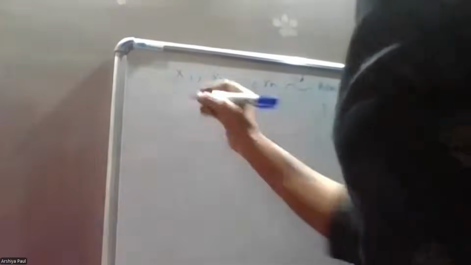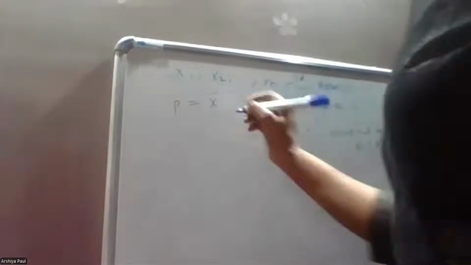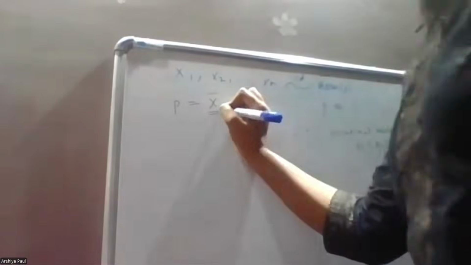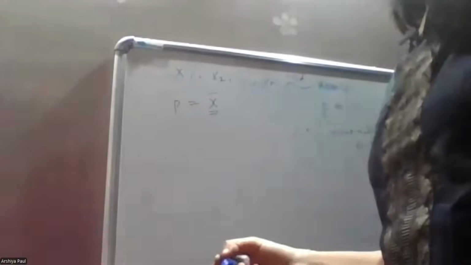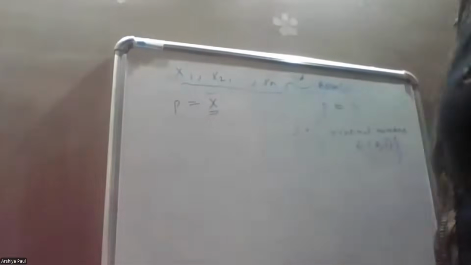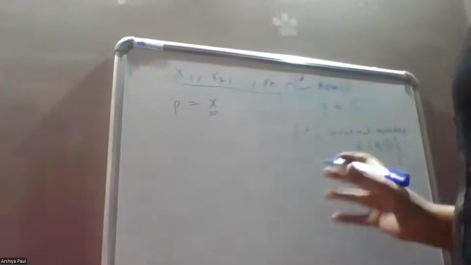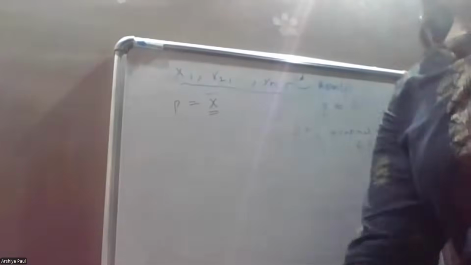So the MLE of P is basically X bar. It's very easy to show. X bar is always a rational quantity, because the values of X1 to Xn are 0 or 1, so it's rational. So the MLE cannot belong to the parameter space. Okay, thank you.